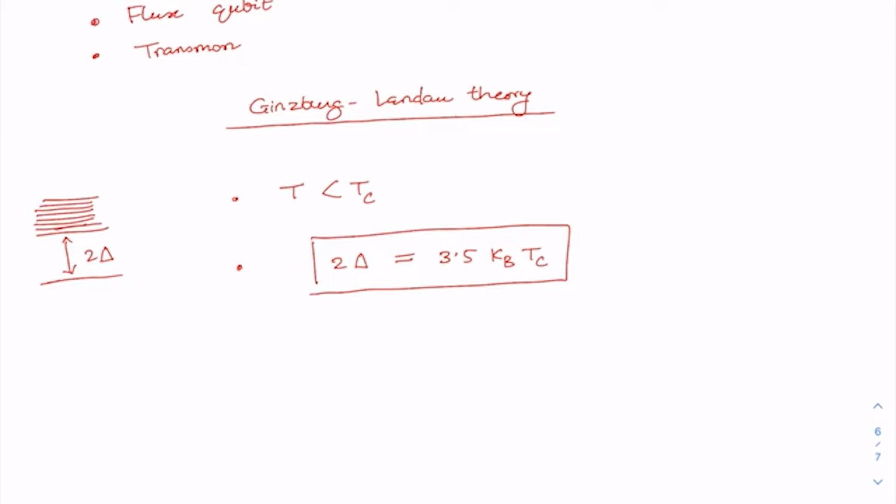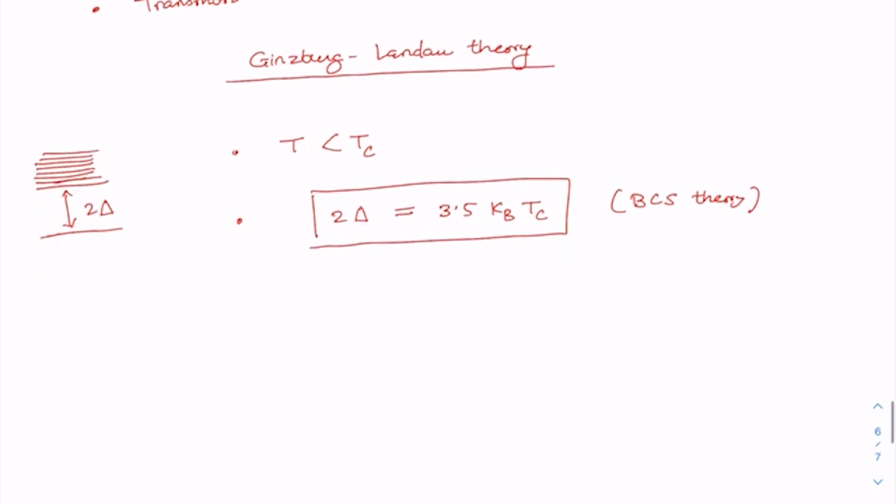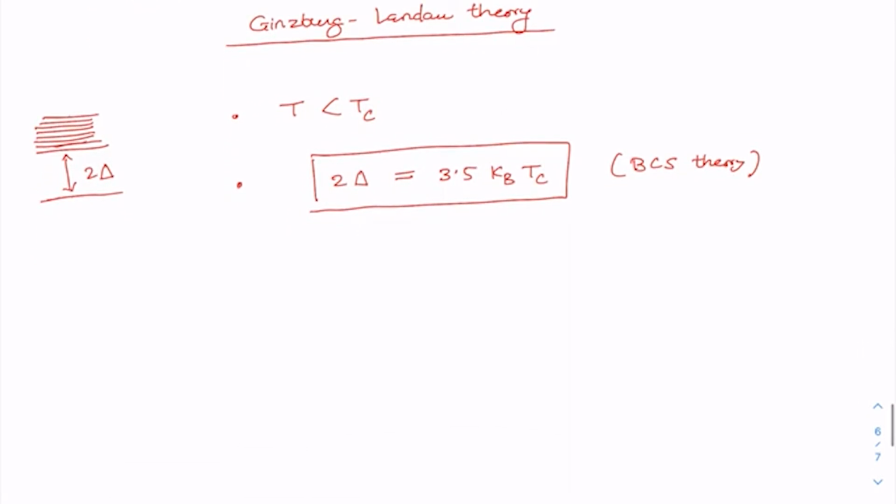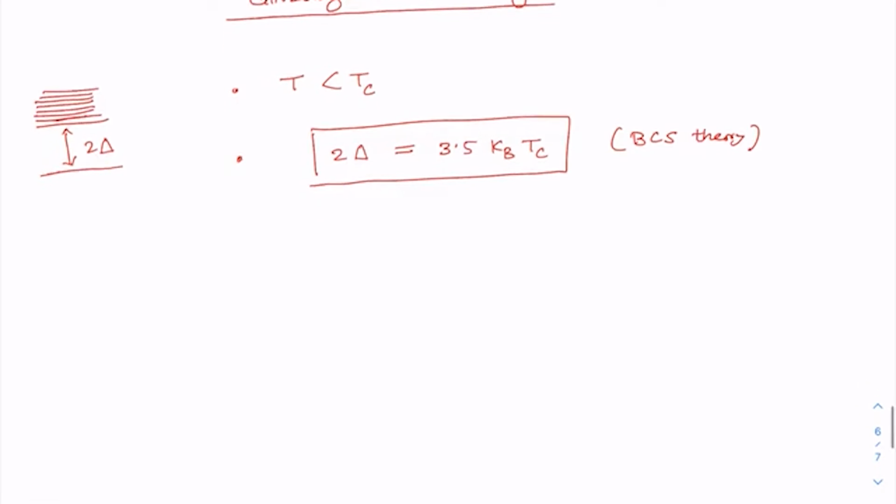While the explanation of superconducting phenomena came from BCS theory, as I said, most practical developments actually came from the so-called Ginzburg-Landau theory. I'm not going to discuss this theory in great detail, but we'll discuss the main features which would be useful for our purposes.